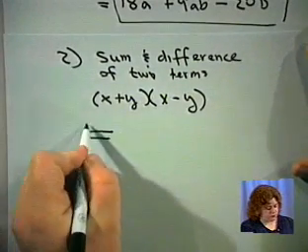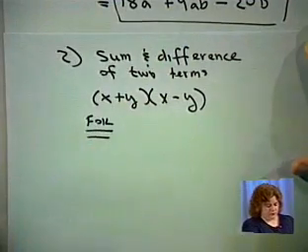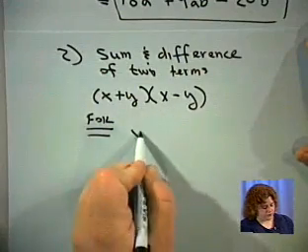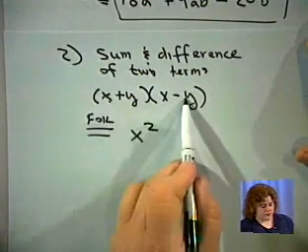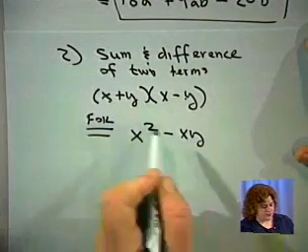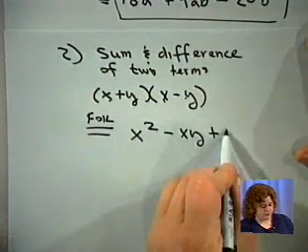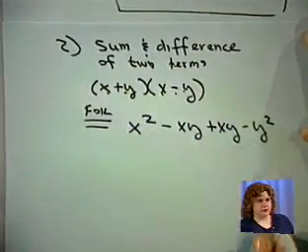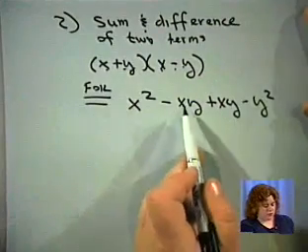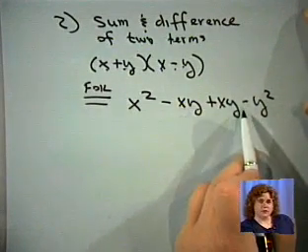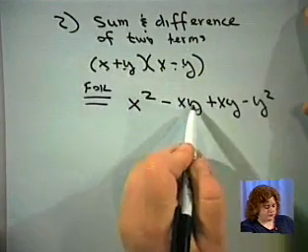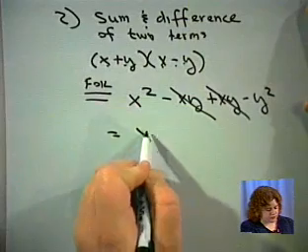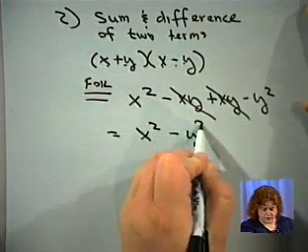I'll write a big equals with the word FOIL over it, so you can see what I'm doing and have more free space here. X times x is x squared. Outside, minus xy. Inside, plus xy. Last, minus y squared. Got to mind those signs, especially on the end there. Well, plus xy and minus xy, I'm going to add to 0. It's a very beautiful thing. They're gone. And we are left with x squared minus y squared.